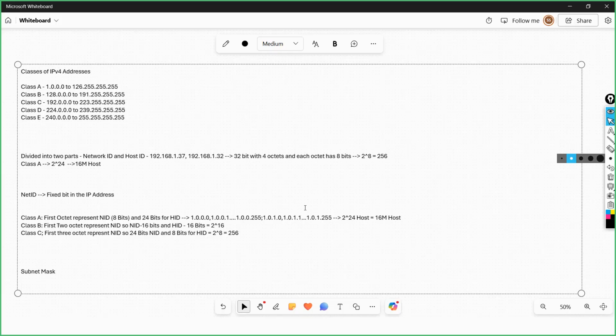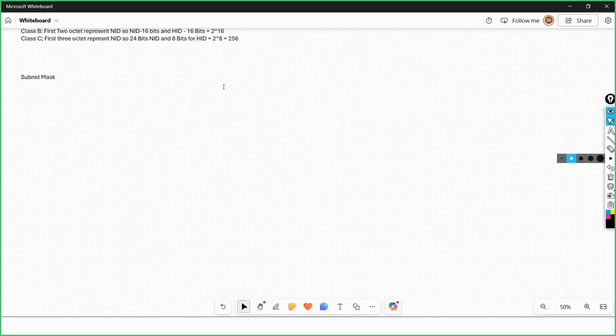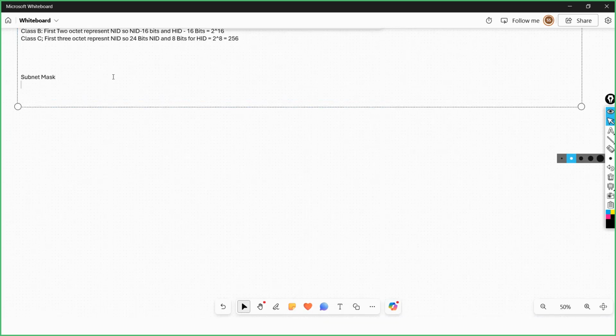Again, a subnet mask is a 32-bit number that separates an IP address into two parts. It is the subnet mask which divides the IP address into two parts. And what are those two parts? Network ID and host ID.